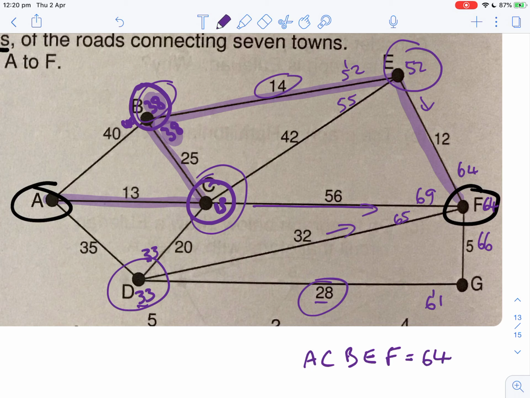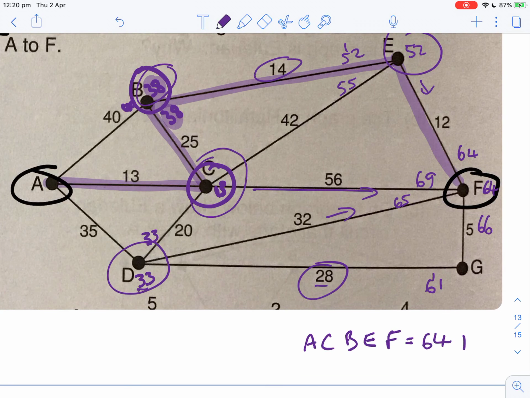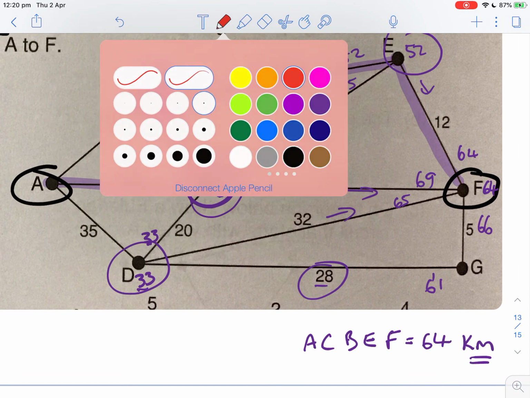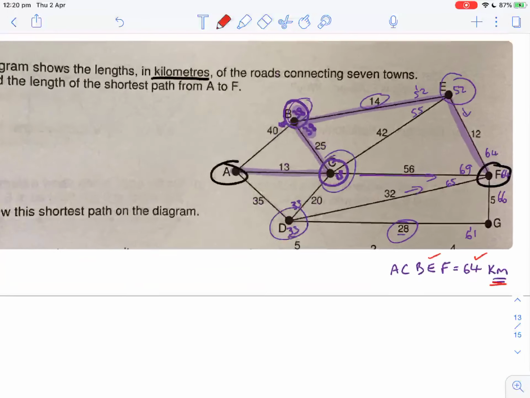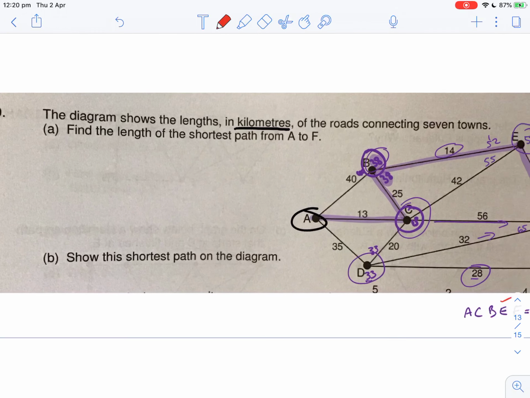So my path was A, C, D, E, F. My shortest distance was 64. Now the question told us this was in kilometres, so I must put my units or I would get penalised. And in terms of marking on this one, it's probably a 3-mark question at least. I'd have a mark for this, which must include units or I'd be penalised. You'd have my path, and I'd have my working, around my edges to show how I got there. And that's the shortest distances.